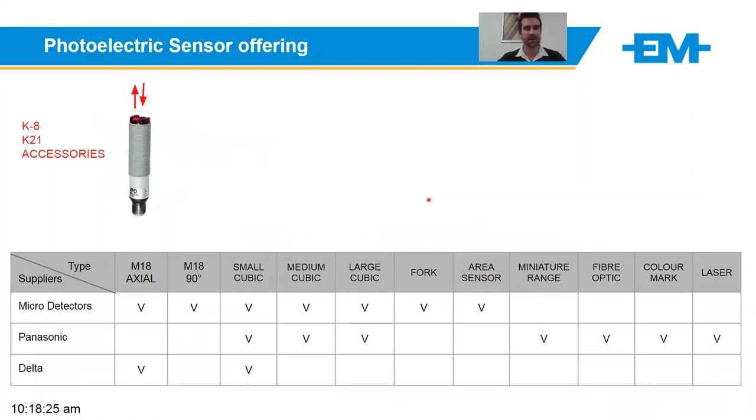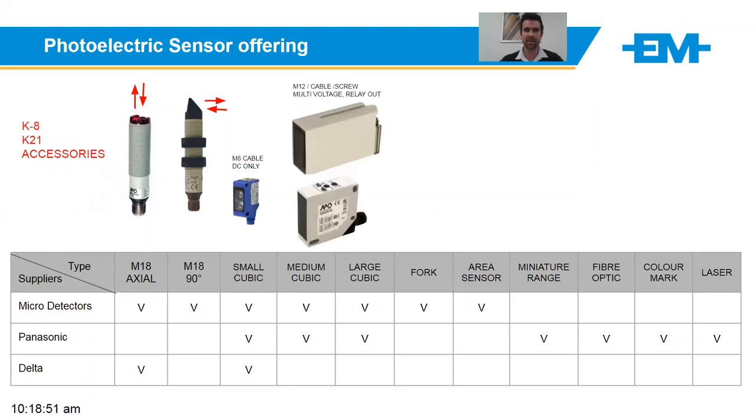Okay, so we're going to have a look at our photoelectric sensor offering. We've got the M18 axial type. We've had that for quite a while. This is one of the new ones in the 2020 catalog, the 90 degree sensing M18 photoelectric sensor. We've also got the small cubic type, what I call medium and large cubic type. These would take some with screws, relay outputs, and multi-voltages. So you can run 220 volt onto these proxies, and they've got a physical relay output, which makes installation a little bit easier.